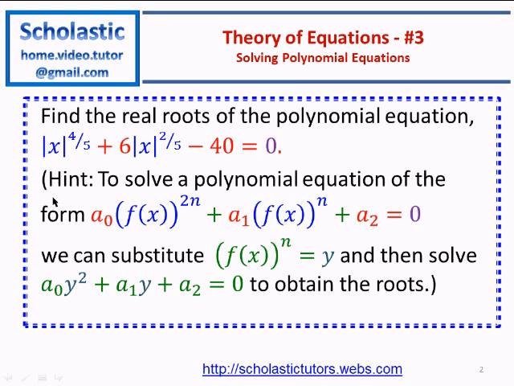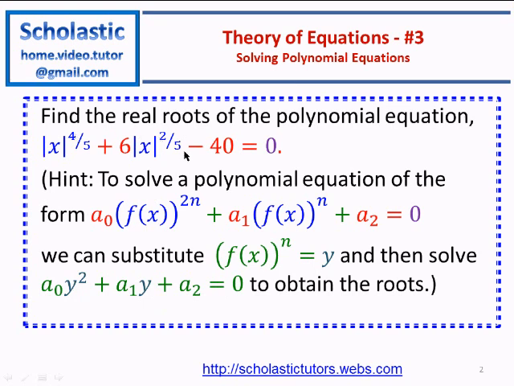There's a hint given. Hint: to solve a polynomial equation of the form a0 times f(x)^(2n) plus a1 times f(x)^n plus a2 equal to 0, we can substitute f(x)^n equal to y and then solve a0 y squared plus a1 y plus a2 equal to 0 to obtain the roots. What we got here is a quadratic equation. So once you substitute f(x)^n with the value y, we get a quadratic equation.